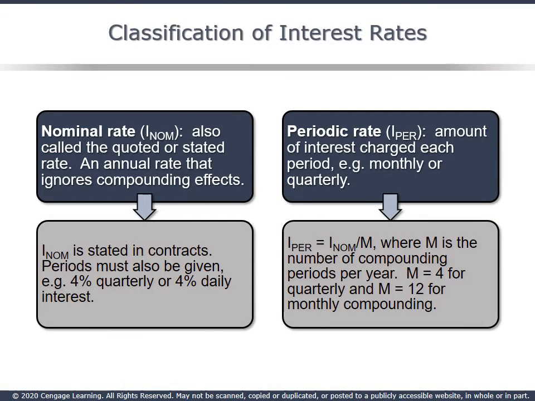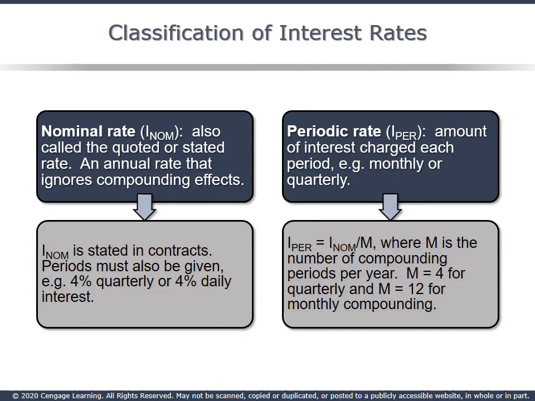We're going to wrap up Chapter 5 talking about the classification of interest rates. The nominal rate is also called the quoted or the stated rate. That's what we'll see in a problem. That's what will be stated in contracts. The nominal rate doesn't take into consideration compounding.